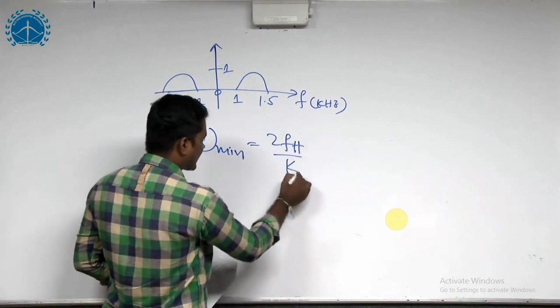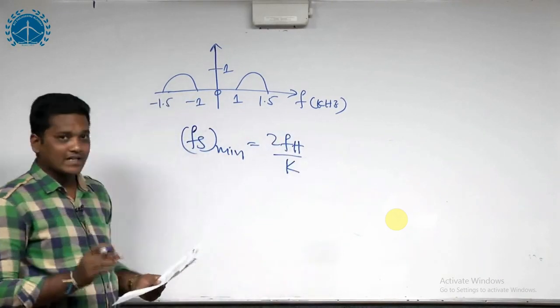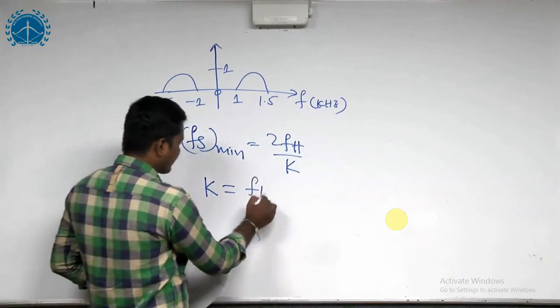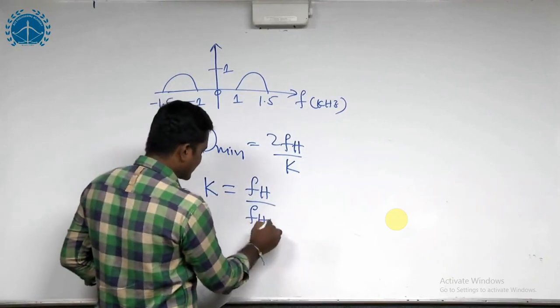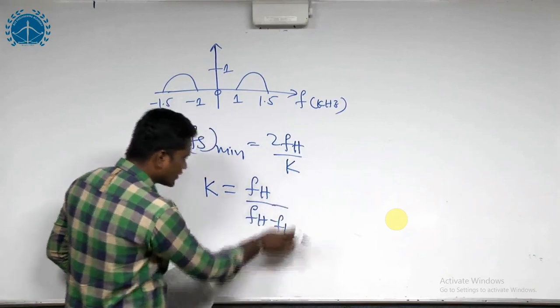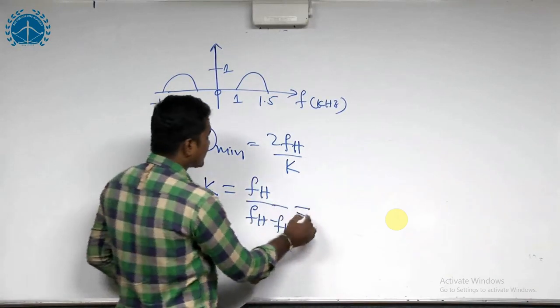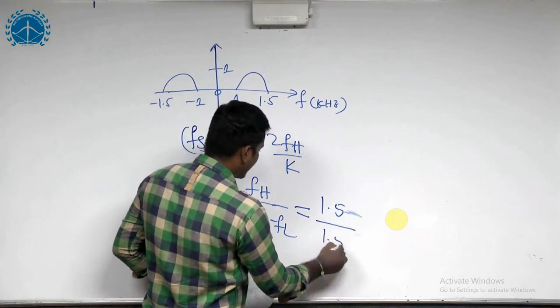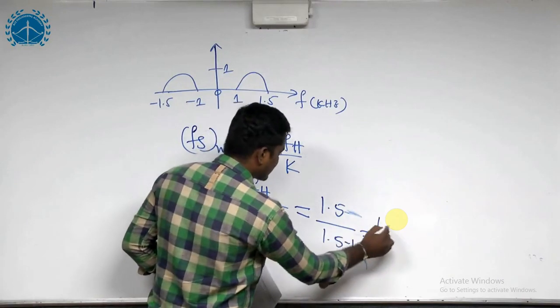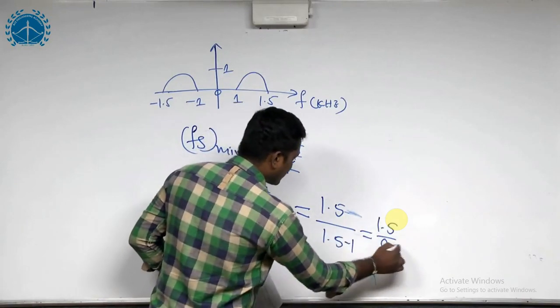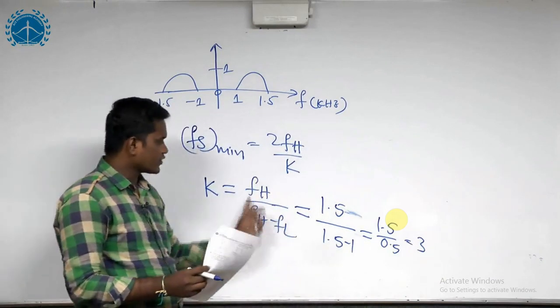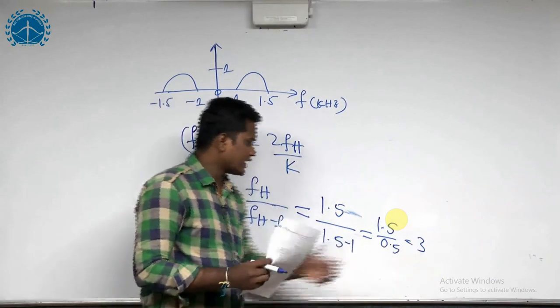2FH by k. What is k? K is the largest integer which is not going to exceed FH by (FH minus FL). It is not going to exceed this fraction, okay? So FH value is 1.5, divided by 1.5 minus 1. This equals 1.5 by 0.5, which equals 3. So k is a value which is not going to exceed this value. So k equals 3.